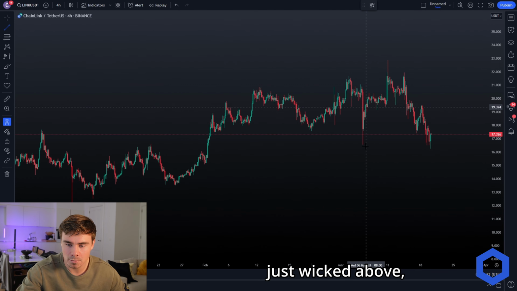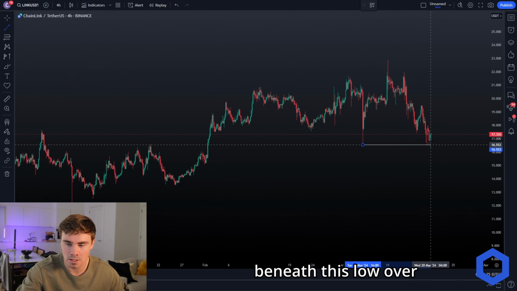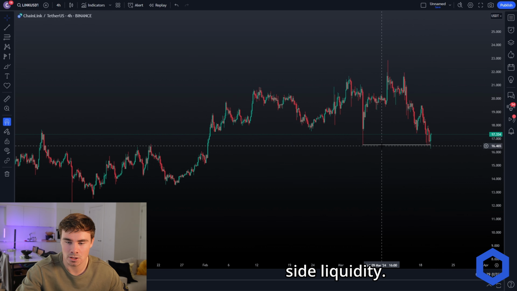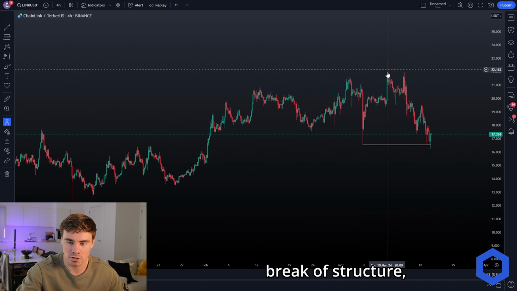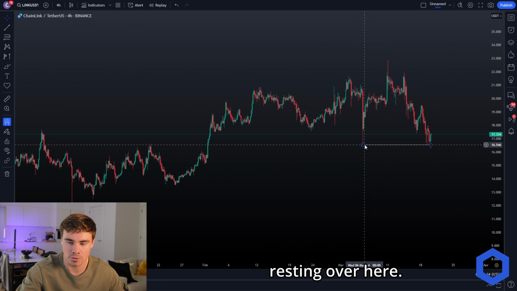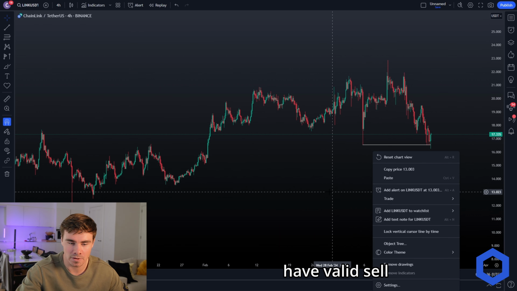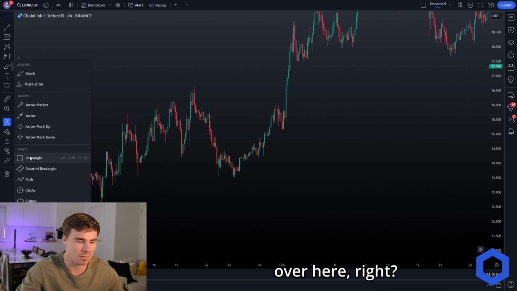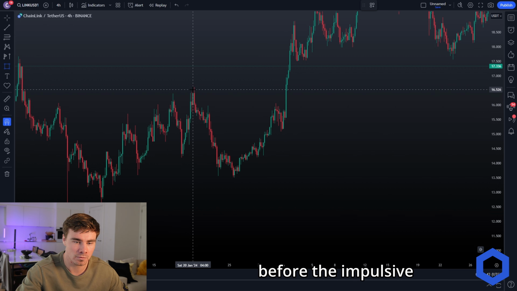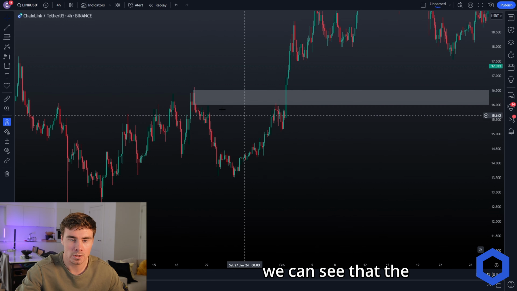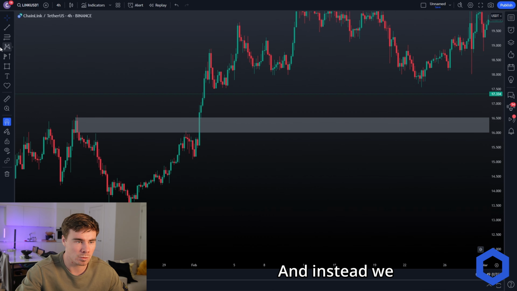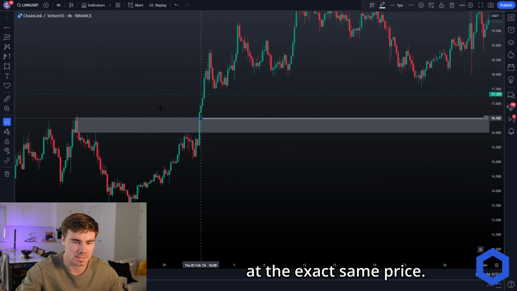And because we just wicked above, there was sell side liquidity resting beneath this low over here, right? What have we done right now? We took out the sell side liquidity. And because of this fake break of structure, there was valid sell side liquidity resting over here. Besides the fact that we have valid sell side liquidity resting over here, if you look at this previous supply candle that we have over here, right, the last green candle before the impulsive move to the downside, we can see that the previous supply candle wasn't respected over here, and instead we broke above it and created a bullish fair value gap at the exact same price.